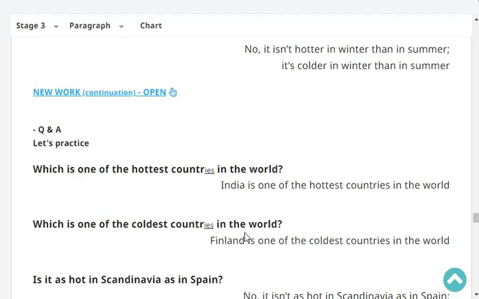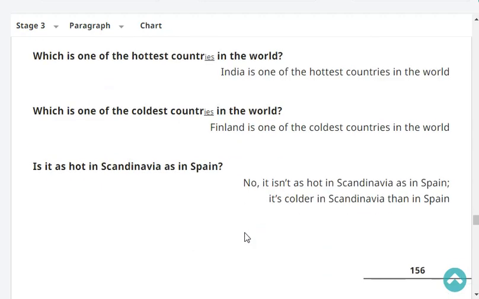Which is one of the hottest countries in the world? India is one of the hottest countries in the world. Which is one of the coldest countries in the world? Finland is one of the coldest countries in the world. Very good.